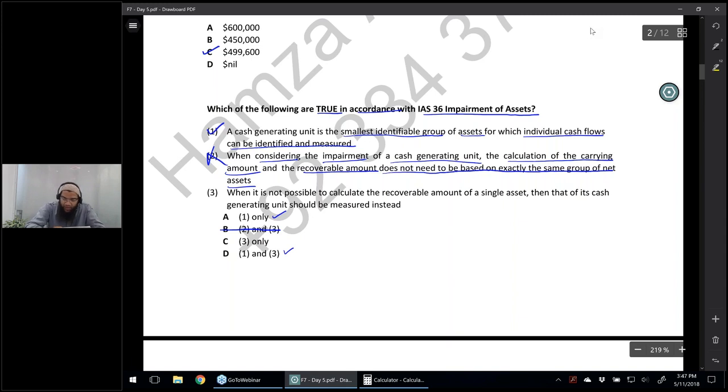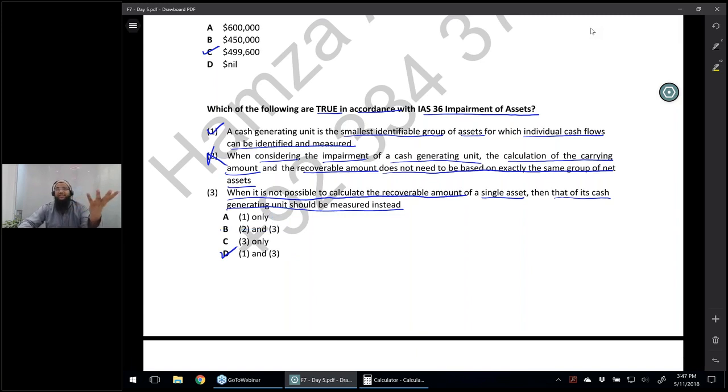Let's see. When it is not possible to calculate the recoverable amount of a single asset, then that of its cash generating unit should be measured instead. Yes, this is right. Because if the recoverable amount of a single asset cannot be calculated, only then we move towards a CGU. So this statement is right. So your answer was actually D in this.